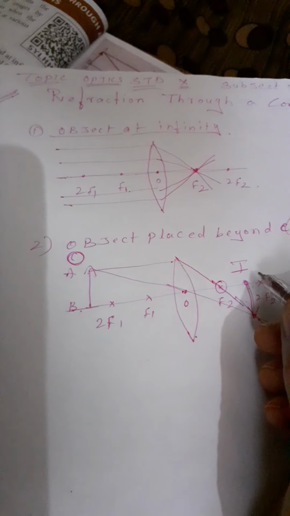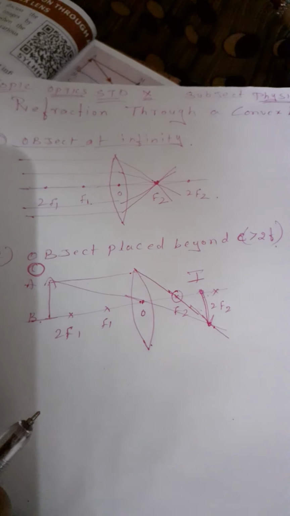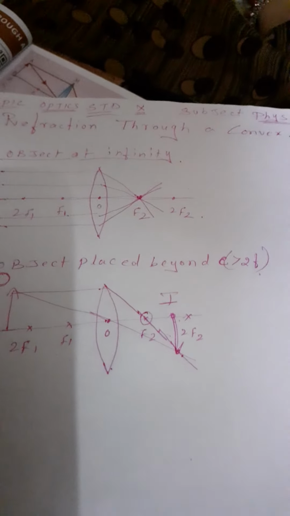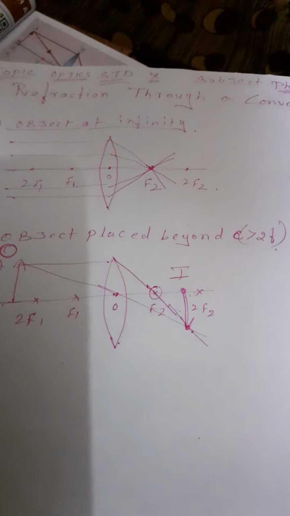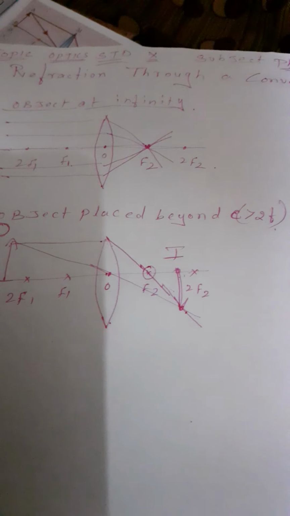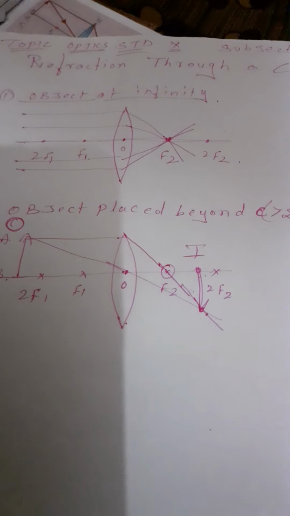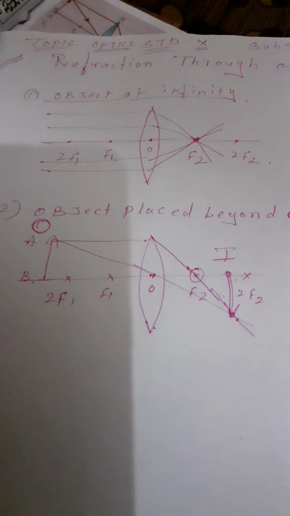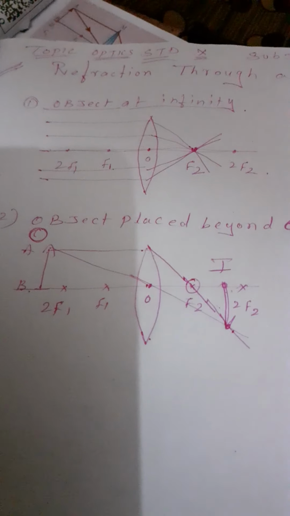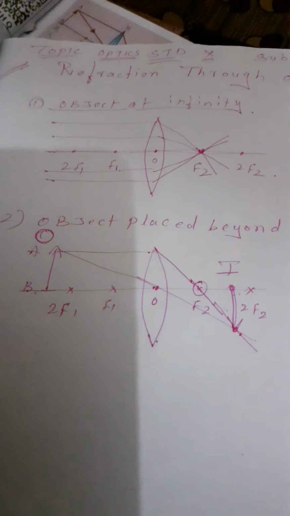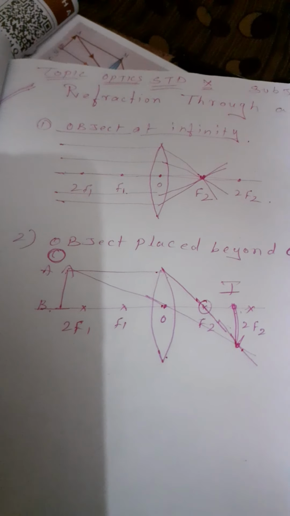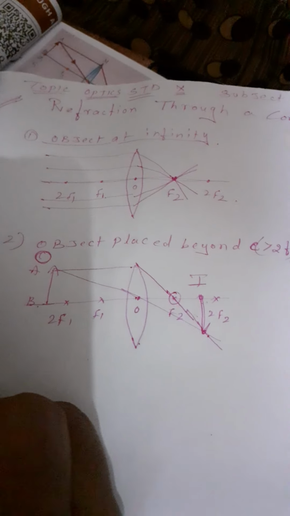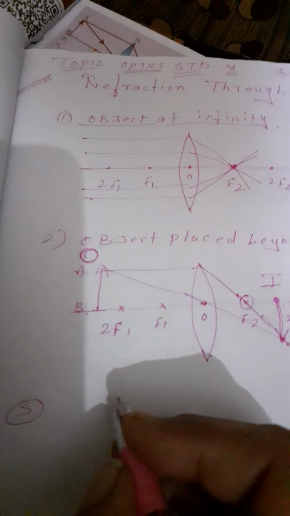This is your object, this is your image. The image is an inverted image. So when an object is placed beyond the center of curvature, a real inverted image is formed, diminished in size. Then the third condition is when the object is placed at C, that is 2F.